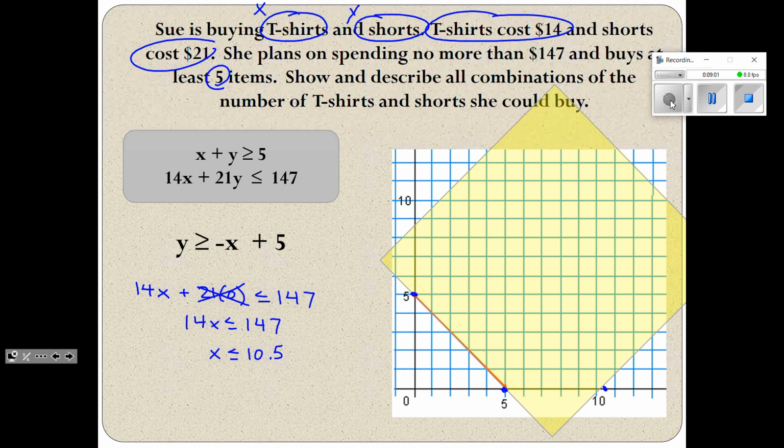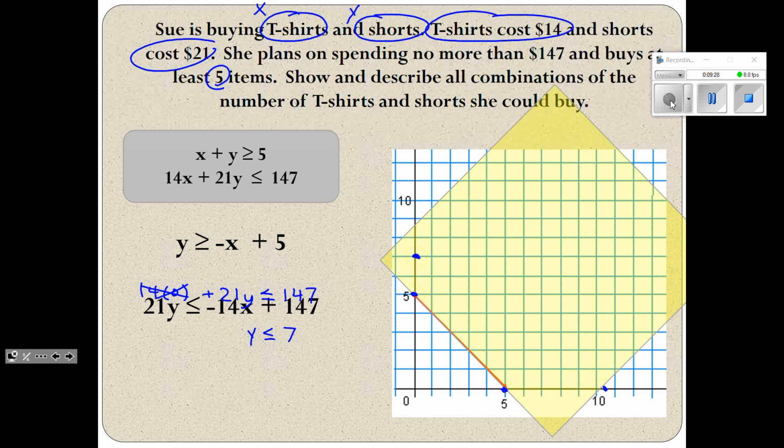For the y-intercept, we can plug in 0 to x. And if we plug in 0 to x, this term goes away. And we just have 21y is less than or equal to 147. And 147 divided by 21 is 7. So we know that y is less than or equal to 7. So we go to 7 on the y-axis. There's where our line is going to be drawn. So here's our line. It was less than that, so I shade below it.